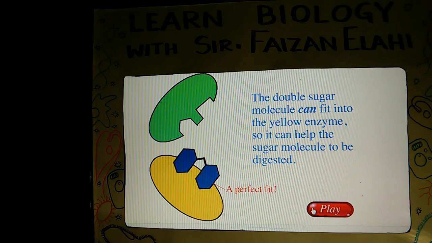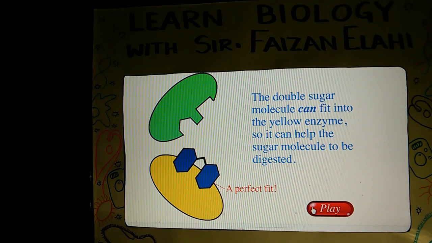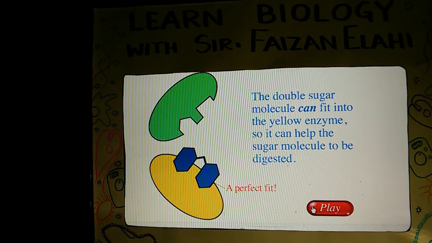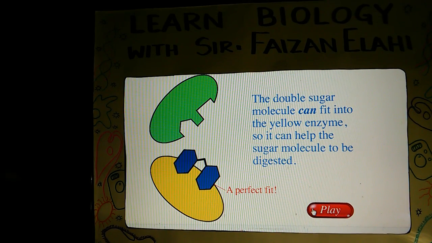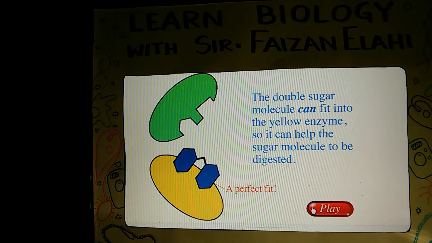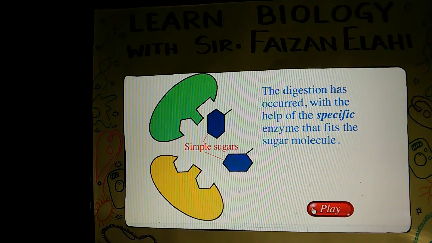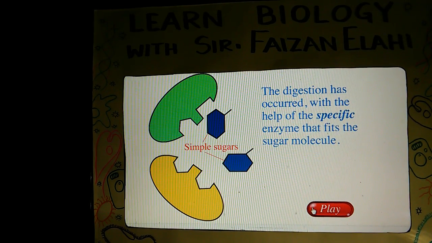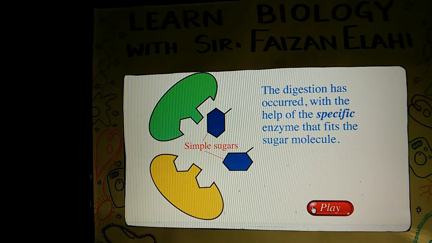A perfect fit. This double sugar molecule can fit into the yellow enzyme, so it can help the sugar molecule to be digested. It is the active site which is similar to the substrate molecule, that's why it fits perfectly. Now, the double sugar is converted into simple sugar. Digestion is basically the conversion of a large molecule into simple molecules. So it is one example of a digestive enzyme.